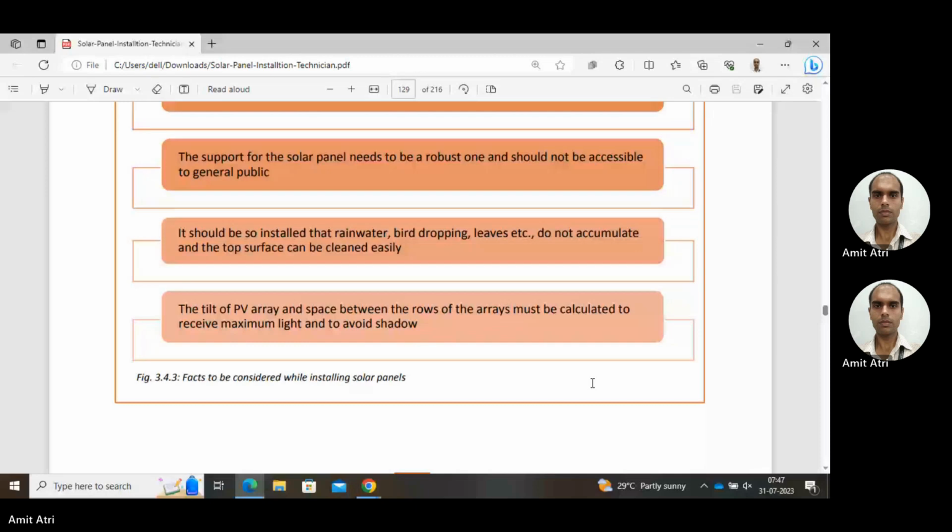Another point is the tilt of the PV array and the space between the rows of the array must be calculated to receive maximum light and to avoid shadow. Means how we are placing our panels, that we should calculate. If one panel is having a shadow on another panel, we should avoid this. There should be proper spacing between these panels. One solar panel should not cause a shadow on another solar panel.